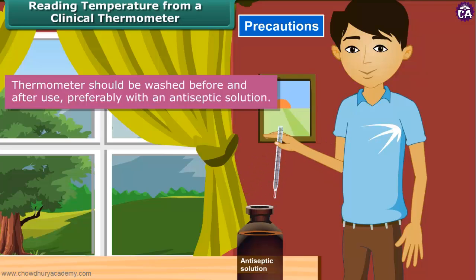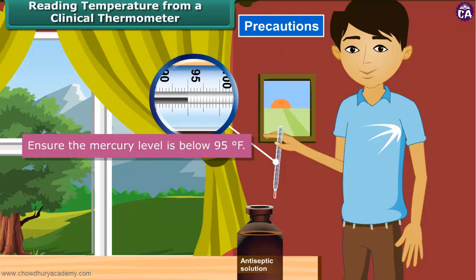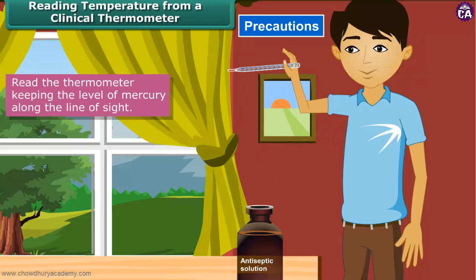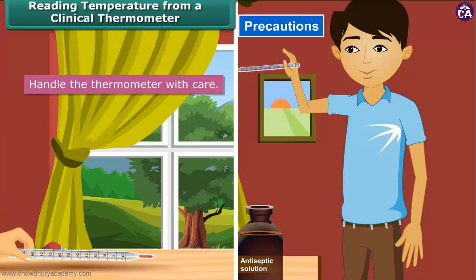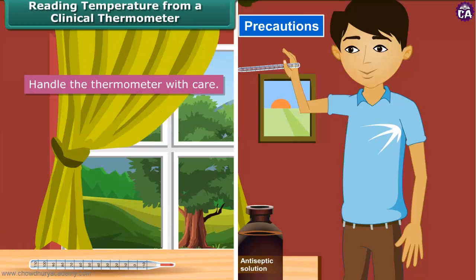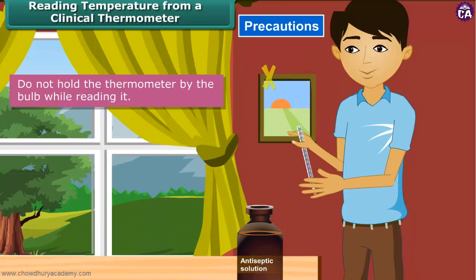The thermometer should be washed before and after use, preferably with an antiseptic solution. Ensure the mercury level is below 95 degrees Fahrenheit. Read the thermometer keeping the level of mercury along the line of sight. Handle the thermometer with care. If it hits against some hard object, it can break. Do not hold the thermometer by the bulb while reading it.